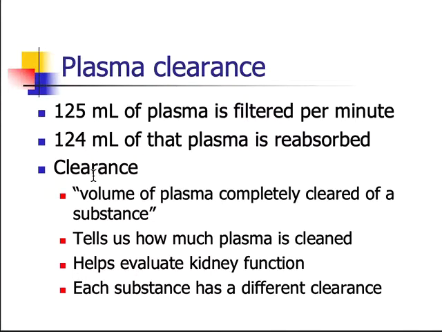Now, getting back to clearance. So volume of plasma completely cleared of a particular substance. So out of this 125 mils, or really 124, how much is completely free of a particular substance? And this is going to be different for each individual substance, okay? So it tells us how much plasma is cleaned of that substance, which then helps evaluate the kidney function, okay?